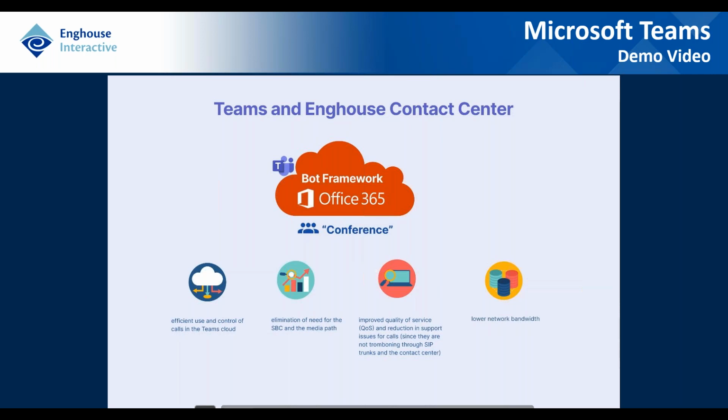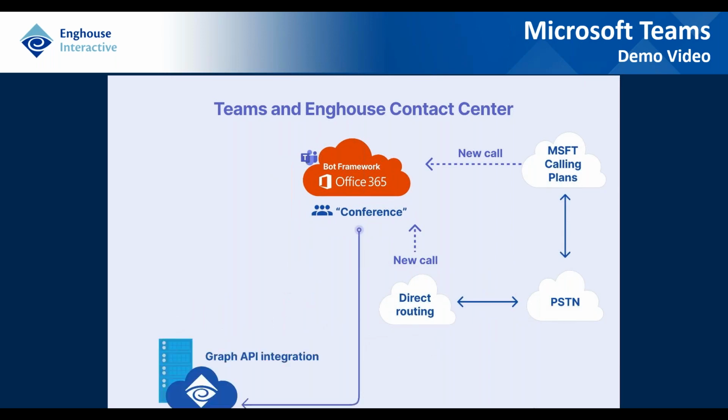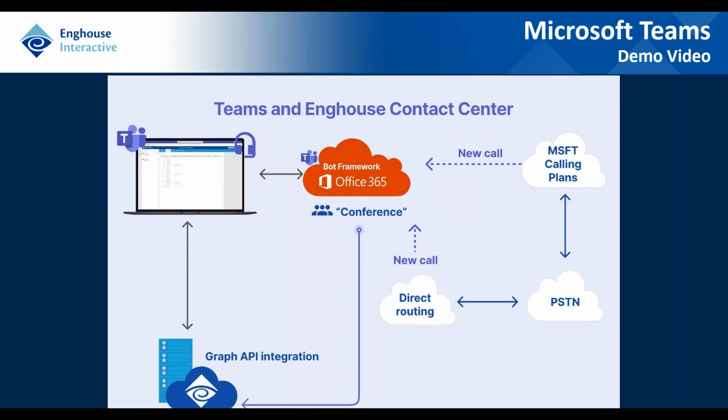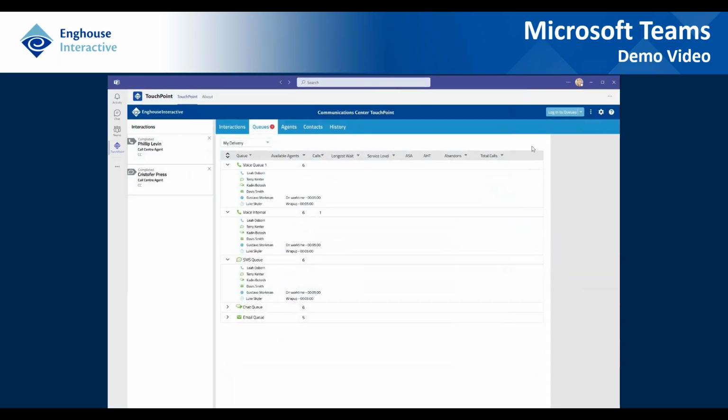So each call is not tromboning on a second SIP trunk out to the contact center. And there's no need for a session border controller or SBC. The outcome is improved quality of service and elimination of infrastructure overheads, with the associated reduced network bandwidth requirements and, of course, costs. Now let's have a look at a natively integrated contact center in action.